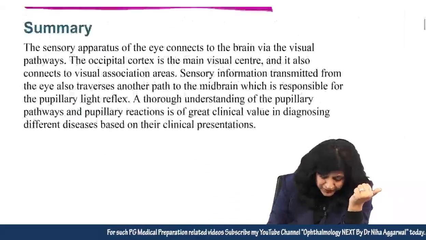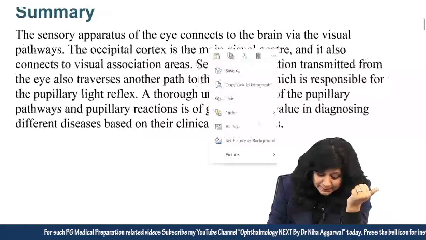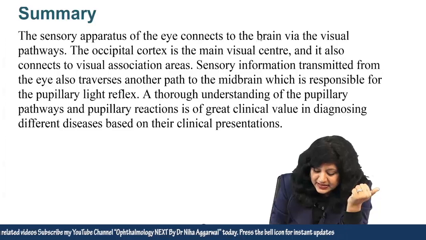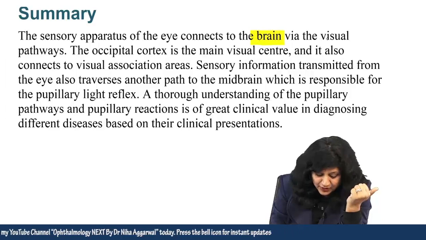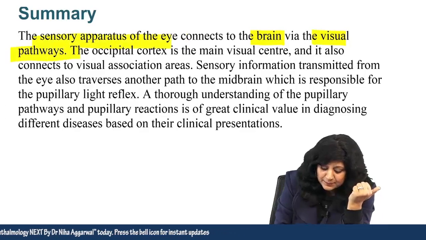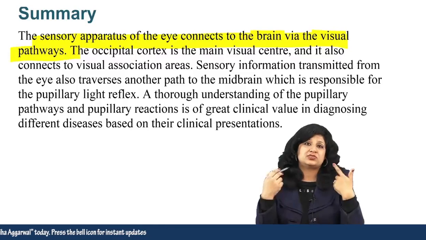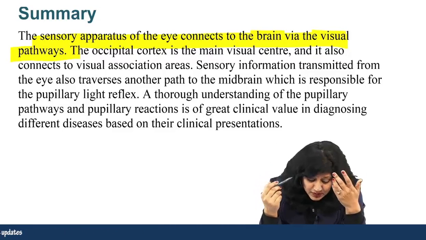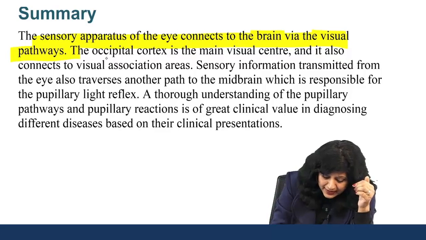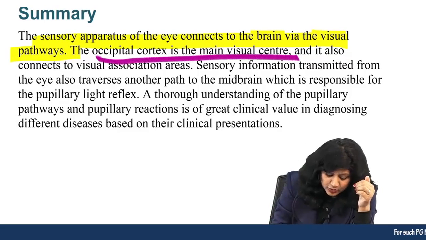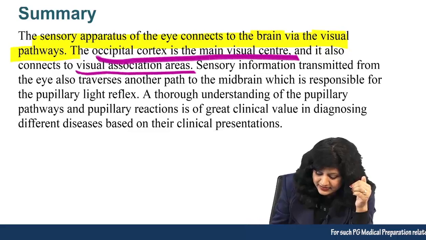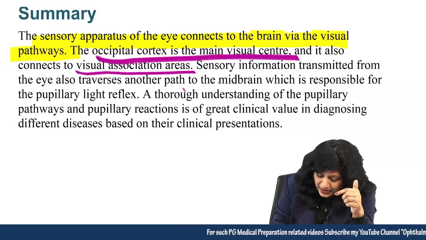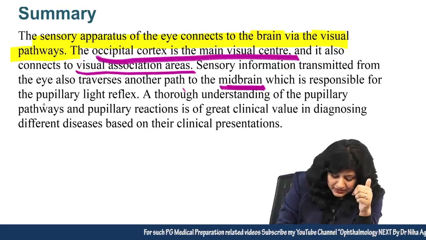Finally, we come to the summary, the sensory apparatus of the eye. So I can say the sensory apparatus of the eye is connected to the brain via the visual pathway. This is very, very important, that if I talk about the sensory apparatus of the eye, it is connected to the brain. Now, the occipital cortex will be the main visual center, and it is also connected to the visual association area, with sensory information transmitted from the eye. It is also traversing through another path to the midbrain, and this midbrain is responsible for the pupillary light reflex.